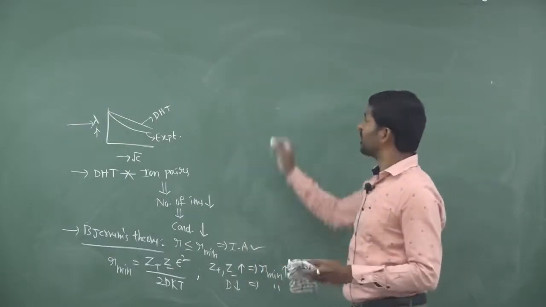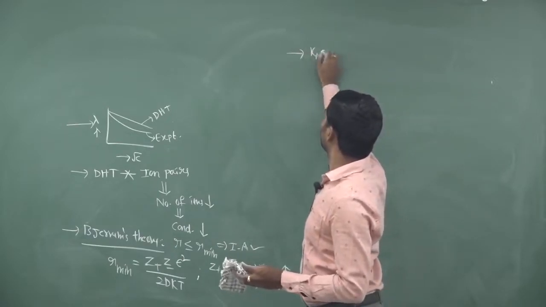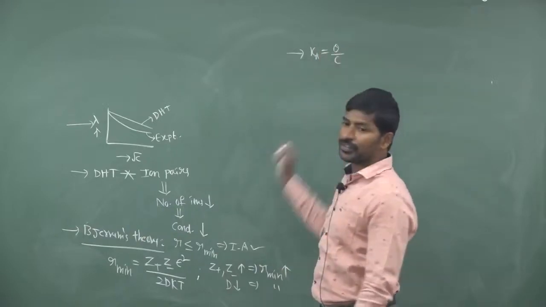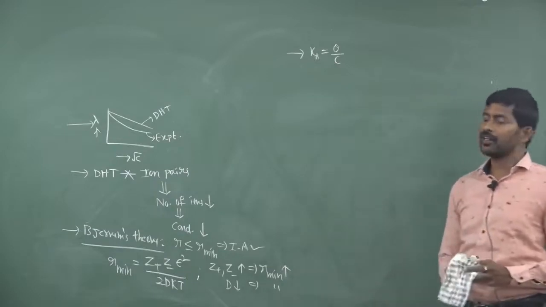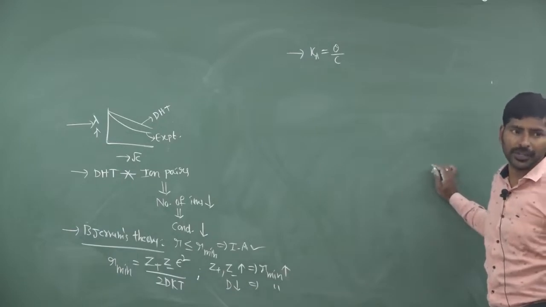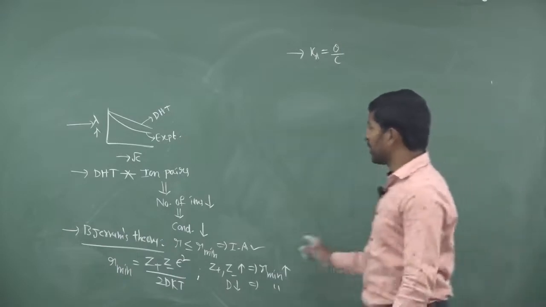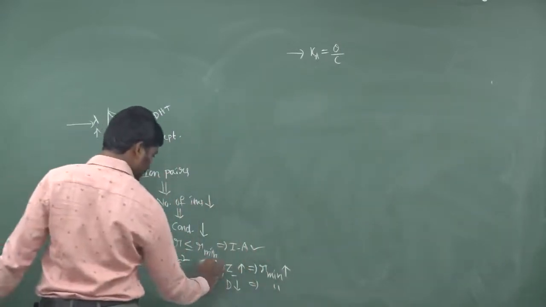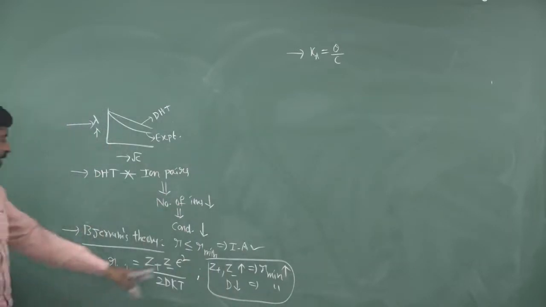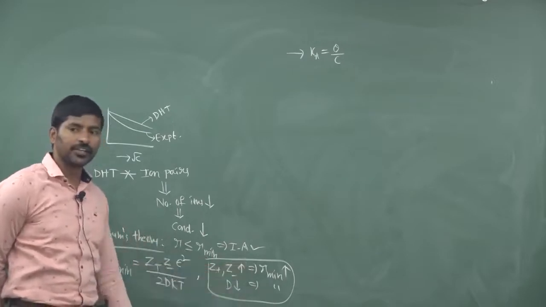According to Bjerrum's theory, what is the expression we got for the ion association constant? Under dilute conditions, the ion association constant is theta by C, where theta is the fraction of ions associated. Mainly this is important from ion association. When the valences on the ions are high or the dielectric constant is low, the extent of ion association is high.